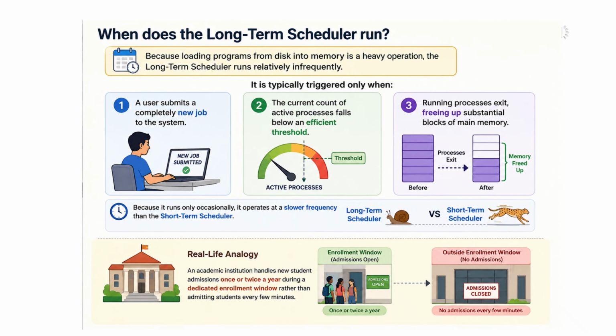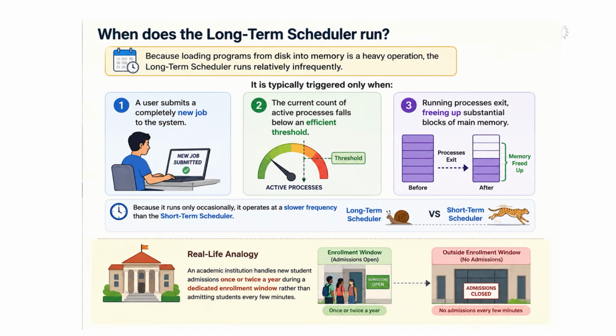Unlike the CPU scheduler, the long-term scheduler does not run continuously. Loading a process from disk into RAM is a relatively slow operation. Therefore, the long-term scheduler runs only when necessary. For example, it runs when a new job is submitted. It also runs when several processes finish execution and free up memory.